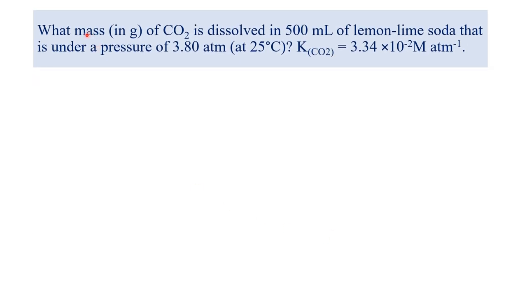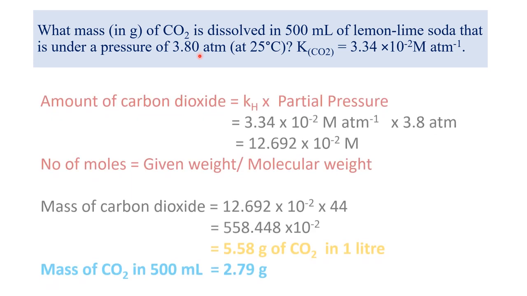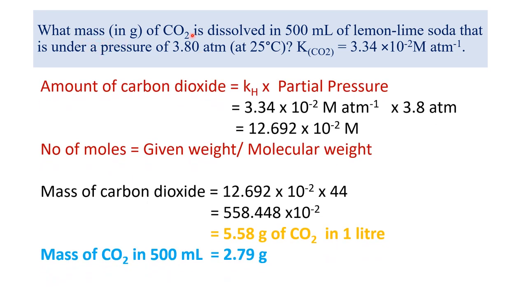Now let's take a look at an example with a problem. Here what I have shown is an example of a carbonated drink. Here carbon dioxide is dissolved in 500 ml of lime soda under a pressure of 3.8 atmosphere. And then the Henry's constant of carbon dioxide is also given here. As I told you, what is asked is the mass of carbon dioxide that is dissolved. So how much carbon dioxide is dissolved is in question. The mass can be calculated from the formulas. But what is our Henry's law? Henry's law is that the amount of carbon dioxide is equal to the Henry's constant into the partial pressure.